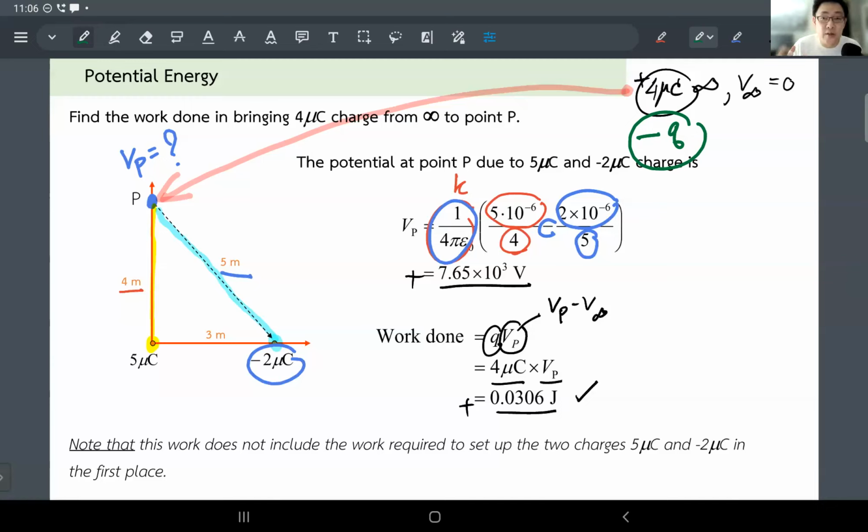This may be counterintuitive because we don't have that with the mass. The mass always rolls downhill by itself, right? It doesn't roll uphill. If you want to go uphill, you have to drag the mass up. But in electricity, you have two types of charge, positive or negative. So if you would like to bring the positive charge uphill, you have to supply the work to the charge. However, if you're trying to drag the negatively charged uphill, you don't have to do the work.